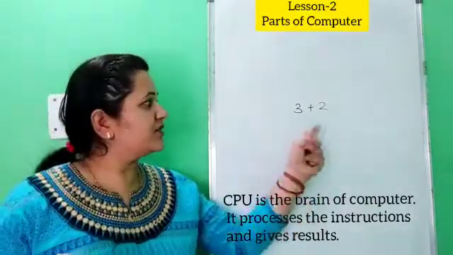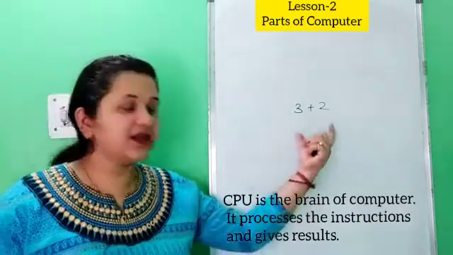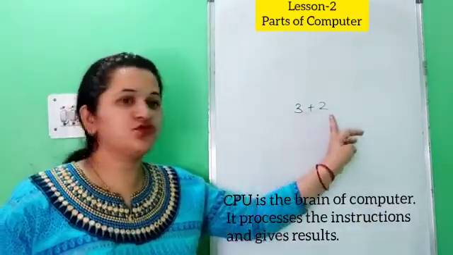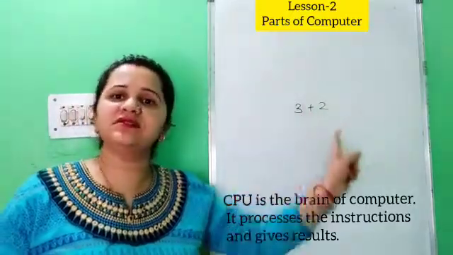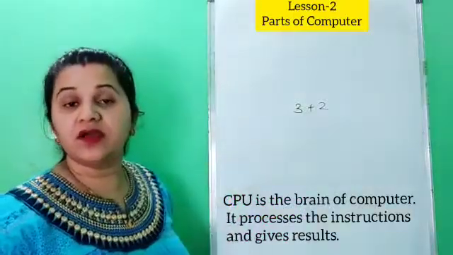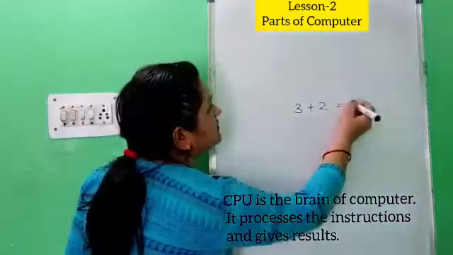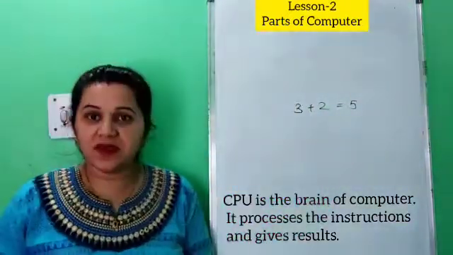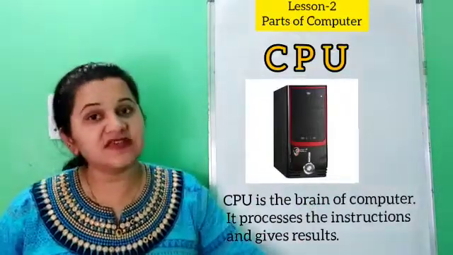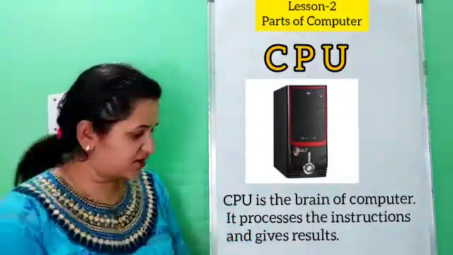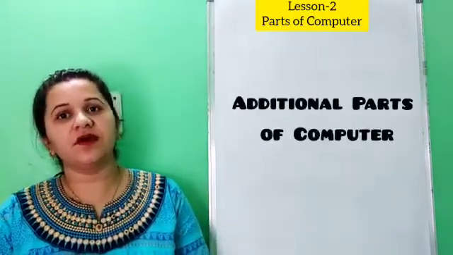The same way, I have given the computer the data 3 plus 2. Now what will the computer do? It will take this instruction, it will take these two numbers and add them, and then it will give the result. So all this function is done by what? Yes, all these functions are done by the CPU. It will give you the result 5. So the CPU is the brain of the computer. It helps in processing the data. Now let us study about the additional parts of the computer.